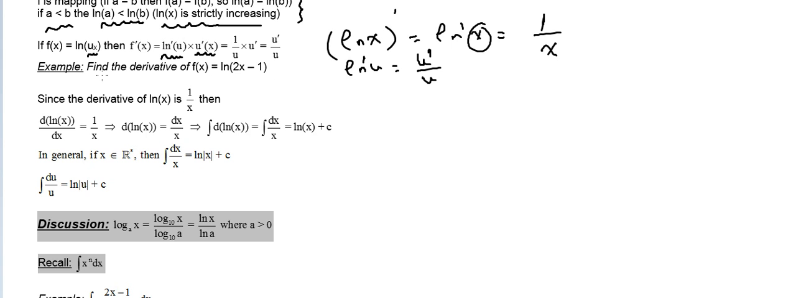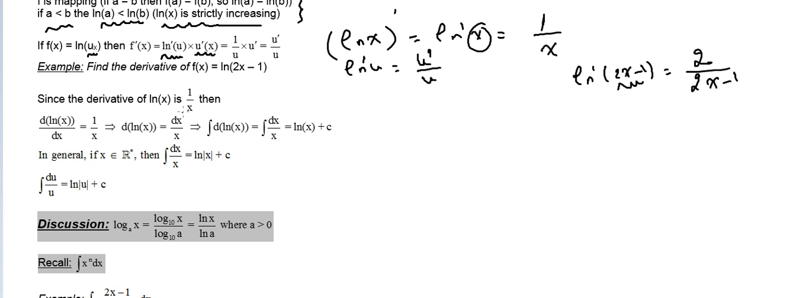Let's have an example. Find the derivative of f of x, which is equal to ln of 2x minus 1. What is the derivative of ln of 2x minus 1? It's simply the derivative of u, which is the derivative of 2x minus 1, which is just 2, over u, which is over 2x minus 1, right?